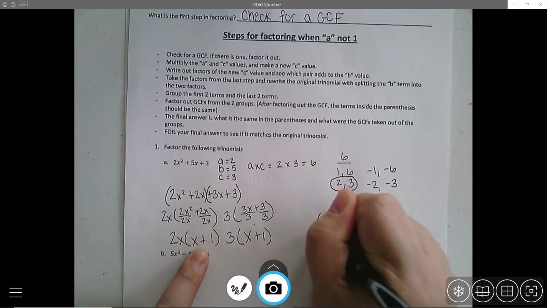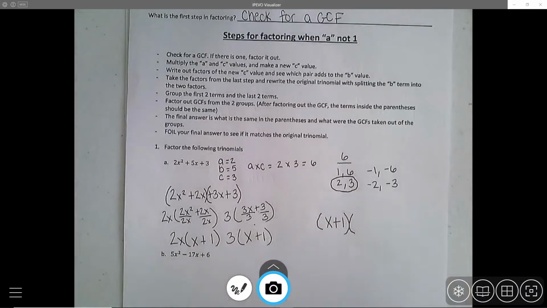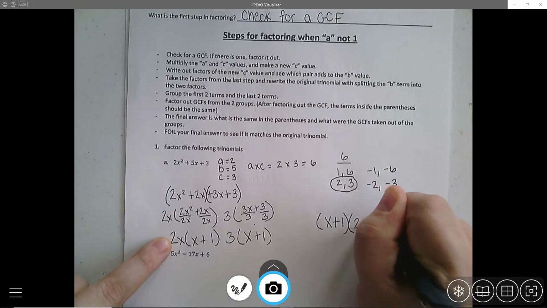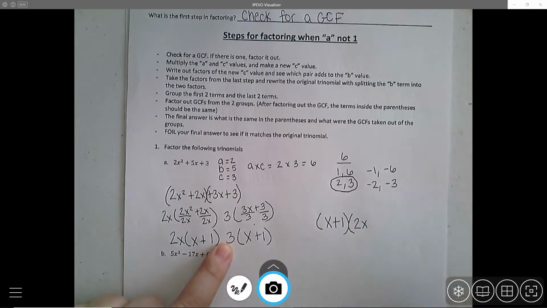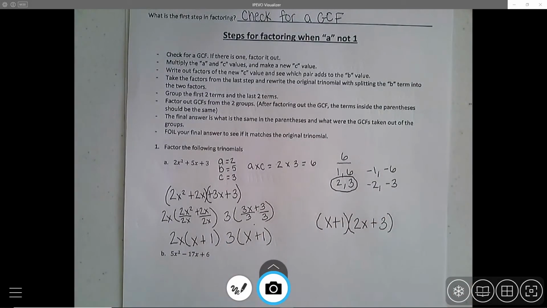Your final answer is to write the same thing that was in the parentheses, and in the other parentheses for your factor, it becomes these GCFs that you've taken out in order from left to right. Reading this left to right, I have 2x, and now I have a 3, but since there's no sign in front of it, remember that means it's a positive 3, so I put the plus. If you took out a negative, this would have been a minus. If you take out a plus, it's a positive. That is the answer in factored form.